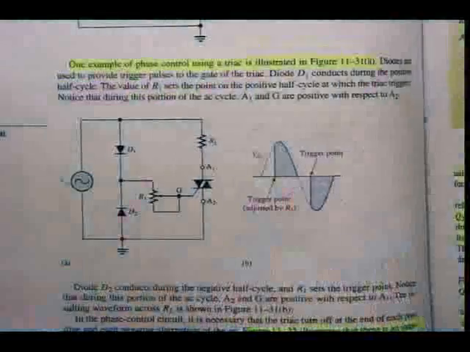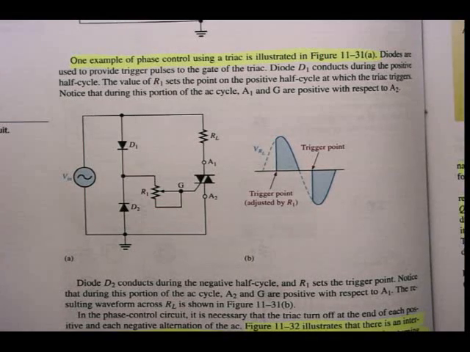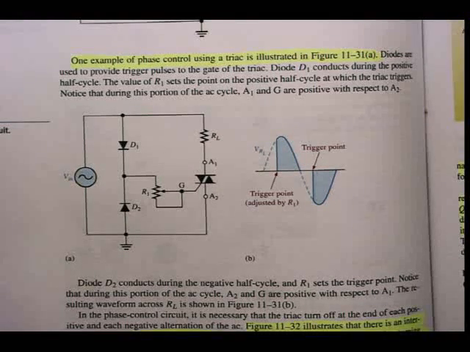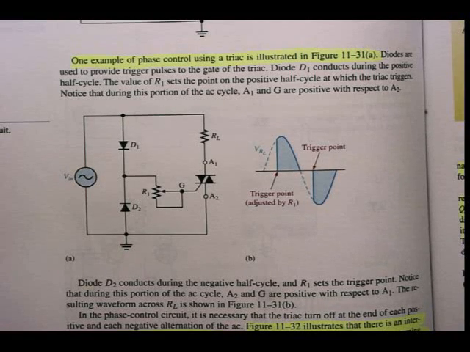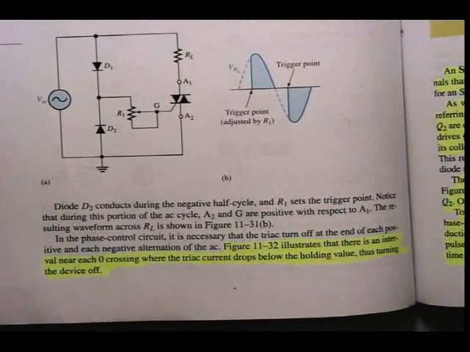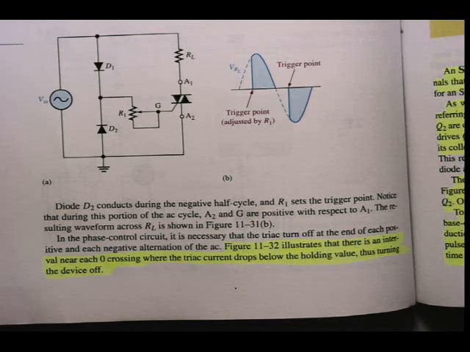All right, one example of phase control using a triac is illustrated in figure 11-31A. So there I can see in that circuit, diodes are used to provide the trigger pulse to the gate of the triac. Diode D1 conducts during the positive half cycle. The value of R1 sets the point on the positive half cycle at which the triac triggers. Notice that during this portion of the AC cycle, A1 and G are positive with respect to A2. And then of course diode D2 conducts during the negative half cycle. R1 sets the trigger point. Notice that during this portion of the AC cycle, A2 and G are positive with respect to A1. And then of course the resulting waveform, as we've seen in the previous figure as well.